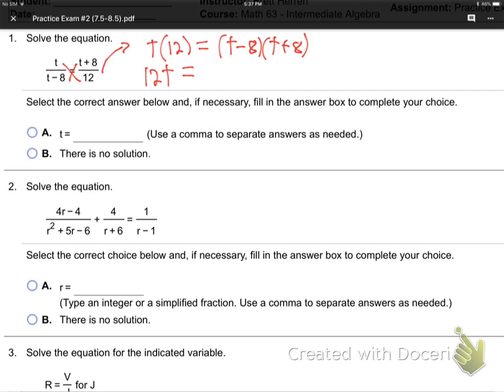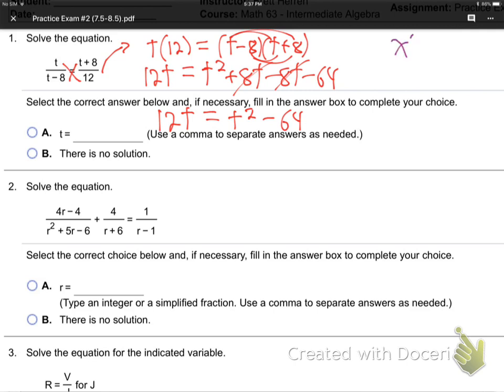So that's 12t, and then we distribute. So we get t squared plus 8t, distribute, minus 8t minus 64. These cancel. So we get 12t is t squared minus 64. Now, what are we supposed to do at this point? How do we solve this thing?